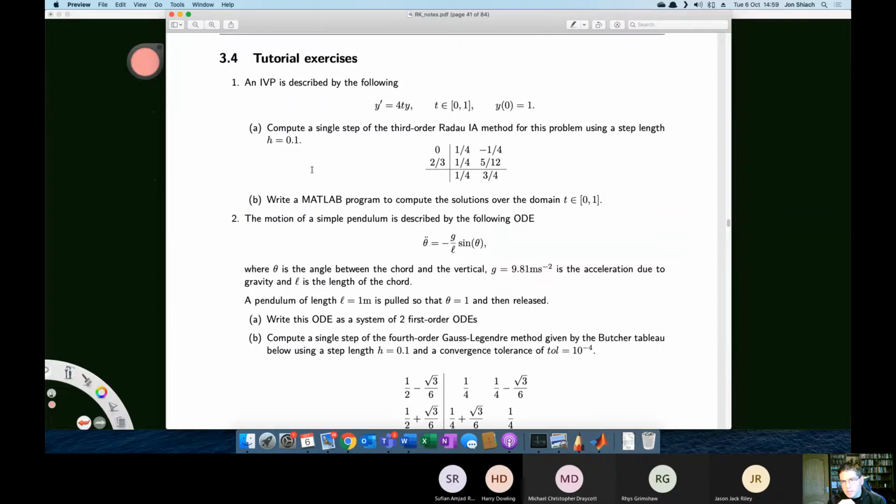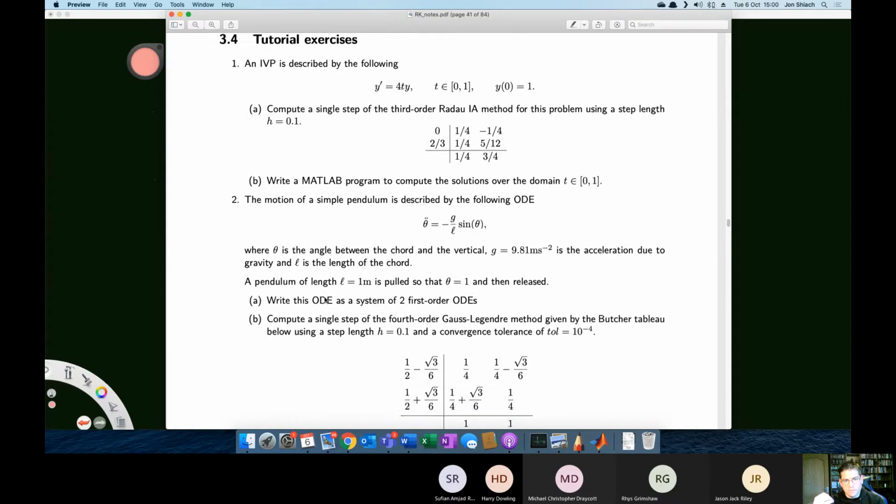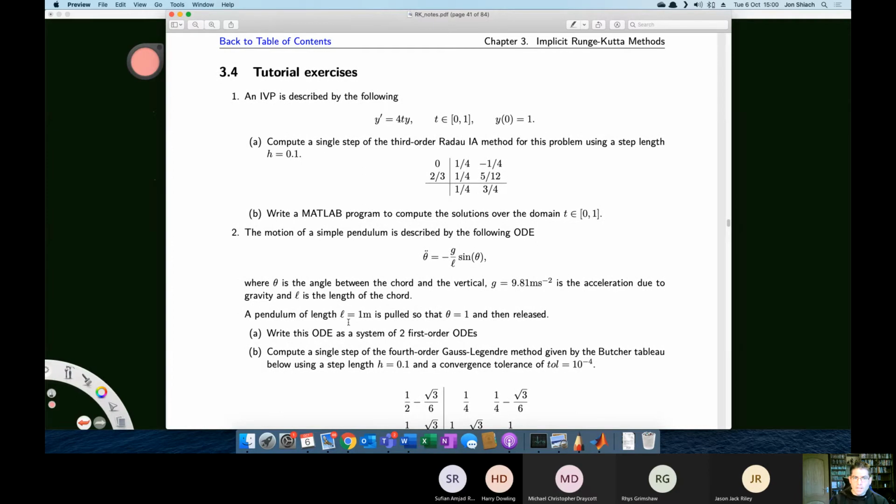I thought I'd talk about the solution to tutorial question 1. This will help you understand some of the difficulties involved with using implicit Runge-Kutta methods. This is on page 37 of my part of the notes. We have an initial value problem. It's very simple. I deliberately made them simple because we're still getting to grips with this method. The derivative of y equals 4 times t times y. The domain of t is 0 to 1, and our initial value of y is 1.